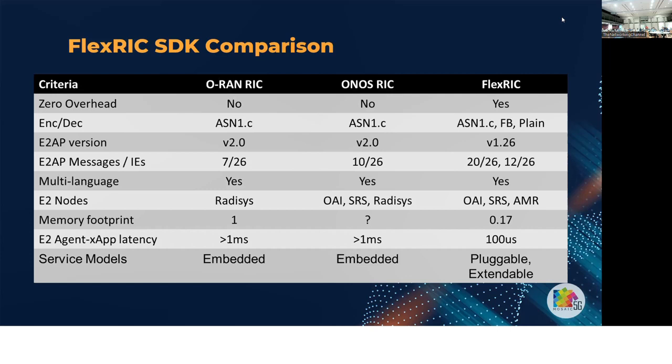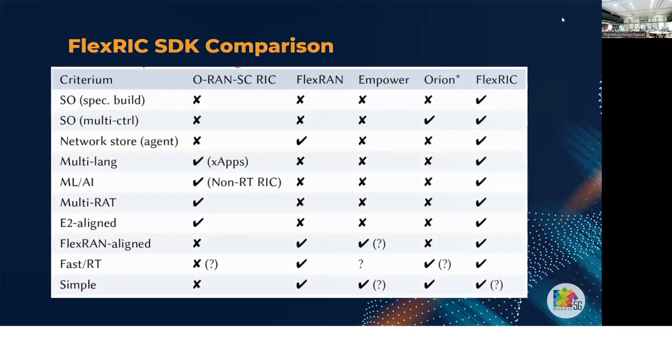E2AP version, we are falling behind, but that is not the issue. We need to go to version 2.0. In terms of the messages, we implemented 20 out of 26. So we implemented a lot of procedures in FlexRIC. Multi-language, yes. For E2 node, ORAN RIC supports Radisys. ONOS has OAI, SRS, and Radisys. And we also have OAI, SRS, and also Amarisoft support here. Memory footprint, we are reducing by more than 75%. The latency, you see, we are very low. And the service models, as I said, are pluggable and extendable.